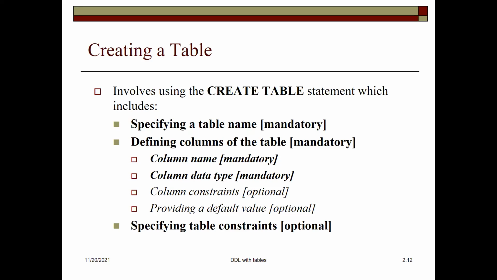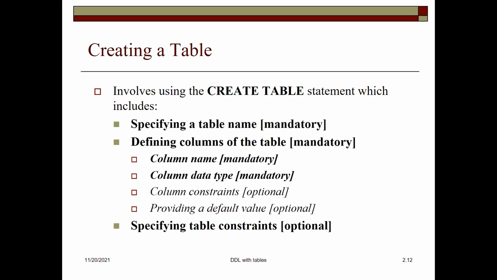The column constraints are optional. An example of a column constraint can be the domain, for example specifying that you want that particular attribute to be 15 characters or 20 characters. Also specifying that this particular attribute is a unique attribute, or whether you want it to be null or not null. Those are examples of the constraints, and they are optional. Providing a default value is also optional, for example you can say the registration number is going to be a default. Specifying the table constraints is also optional.